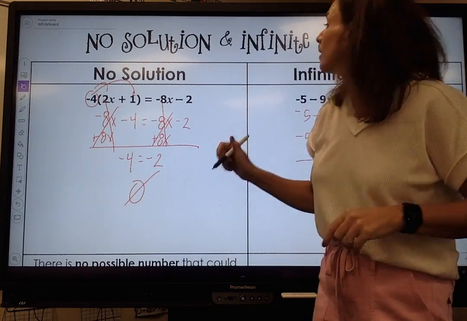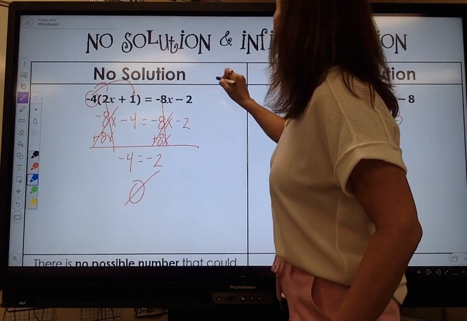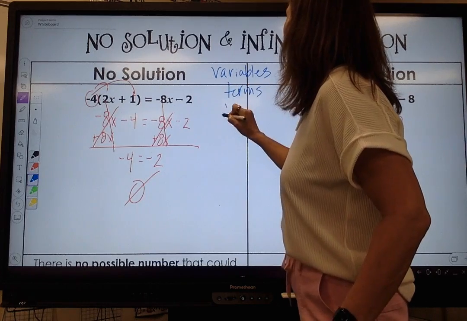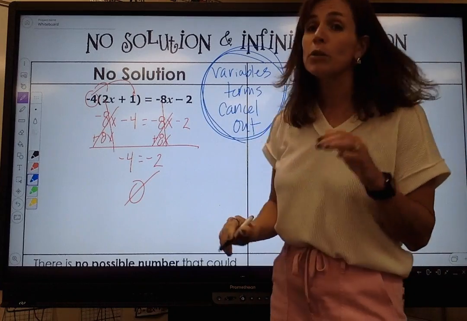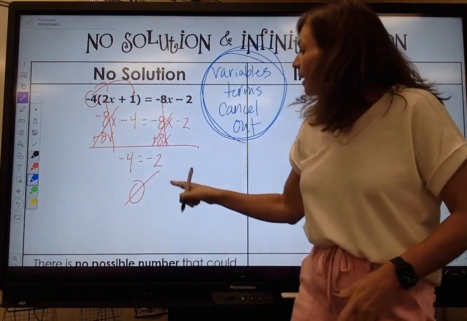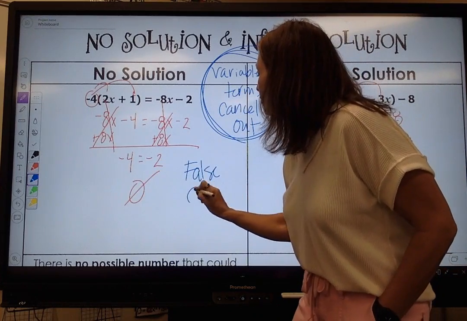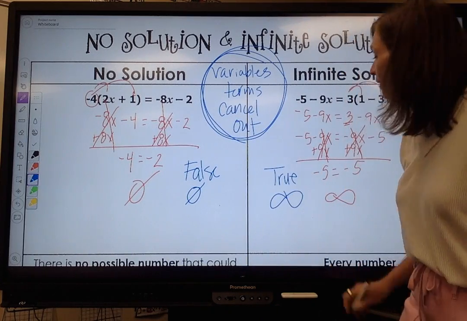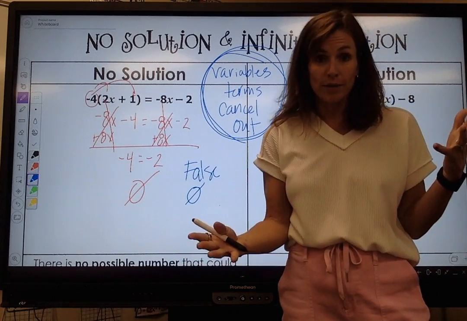So here's what happens on infinite and no solution. On both of these, and I want you to write this out loud and proud, my variable terms cancel out on both of them, okay? When variable terms cancel out, one of these is going on. Ask yourself, is this a true statement? If it is a false statement, it is no solution. If it is a true statement, it is infinitely many solutions. But in both of these situations, my variable term is gone, okay?